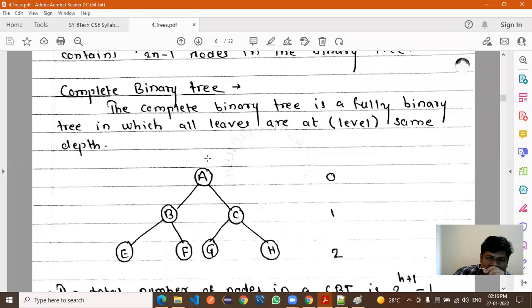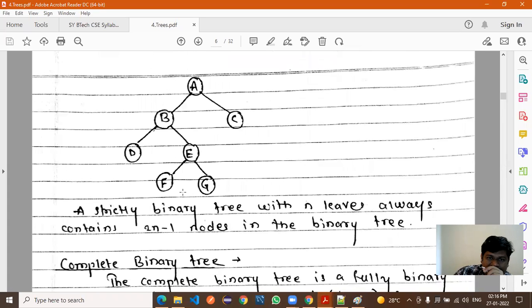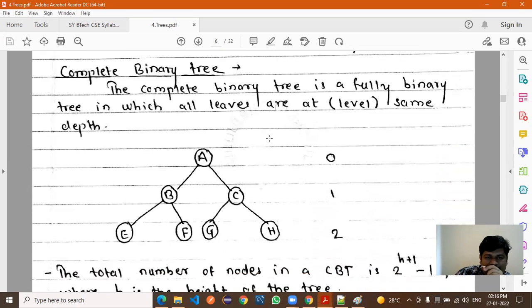And all the leaf nodes are present at which level in the complete binary tree? At the same level. But in a strictly binary tree, are all the leaf nodes at the same level? No. So this is the second difference, right?